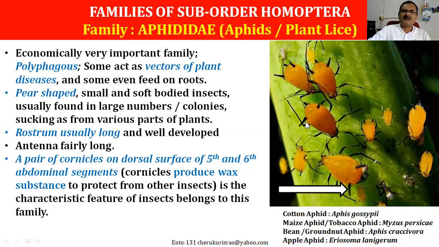You should remember that the pair of cornicles is on the dorsal surface of the fifth and sixth abdominal segments. These cornicles are very peculiar, and they produce a wax substance, and that is the characteristic feature. And I will show you another picture.